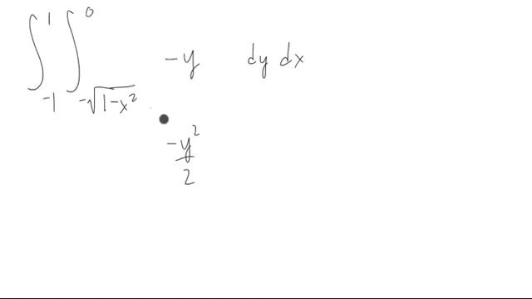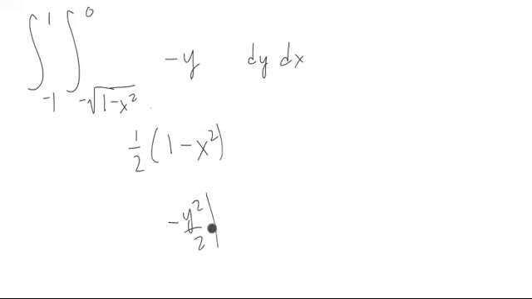So from this piece right here, we'll end up having 1/2 multiplied by 1 minus x squared, because we've squared the square root. Remember, it was negative y squared over 2 between those 2 points. And when we plug in this one, that's what we get here. Okay, so then that's what we have for the next bit.